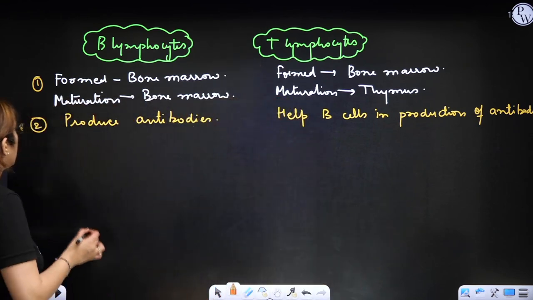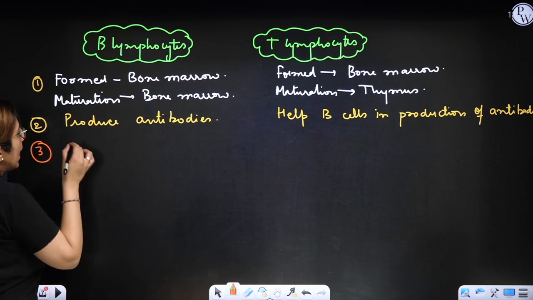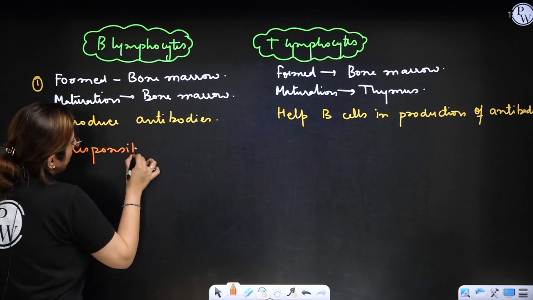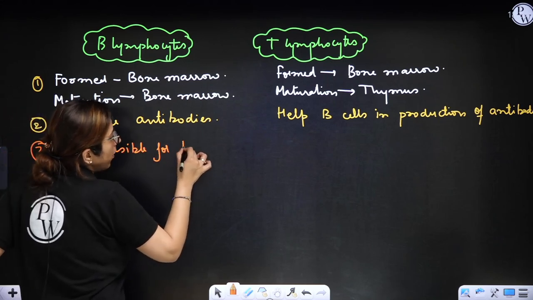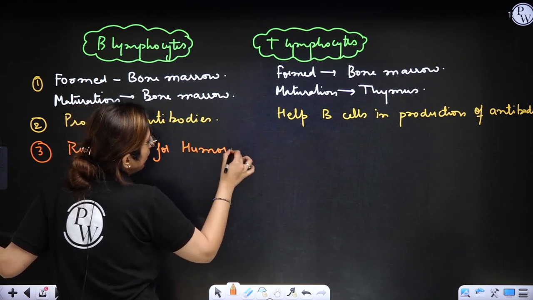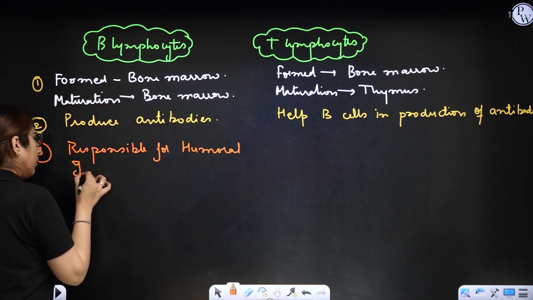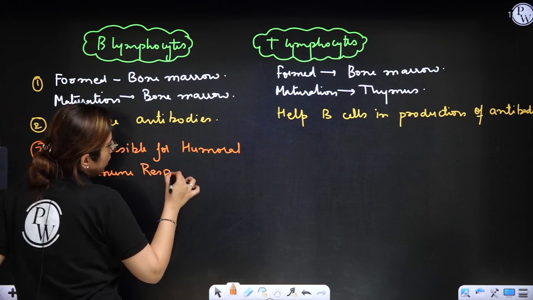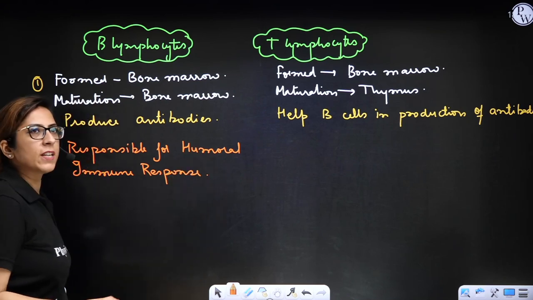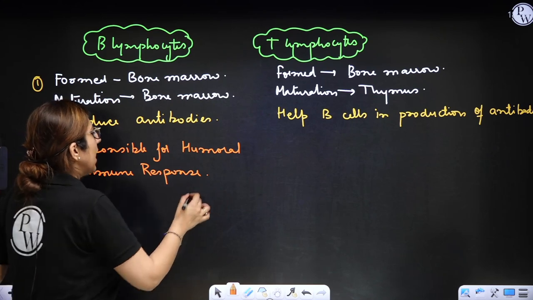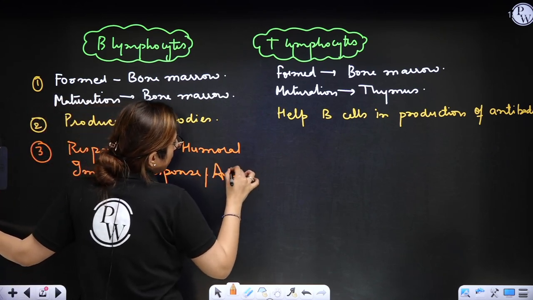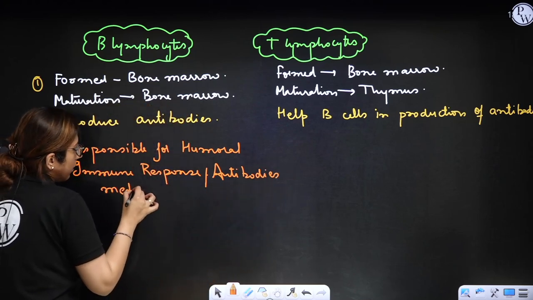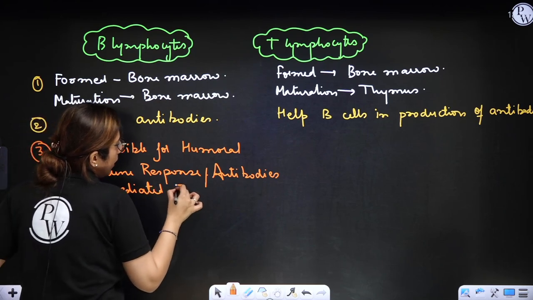Next one, the third difference is that they are responsible for which type of immune response? The humoral immune response. Right? What is another name of humoral immune response? That is antibody mediated immunity.